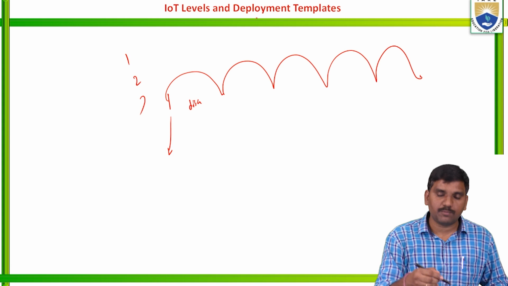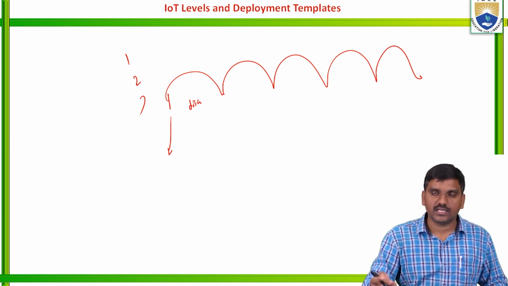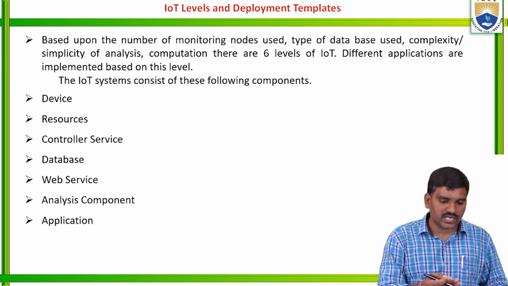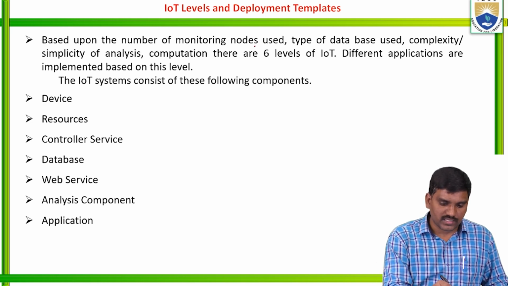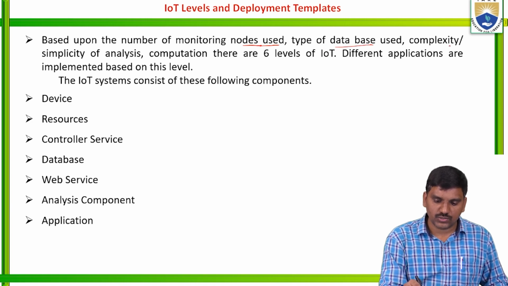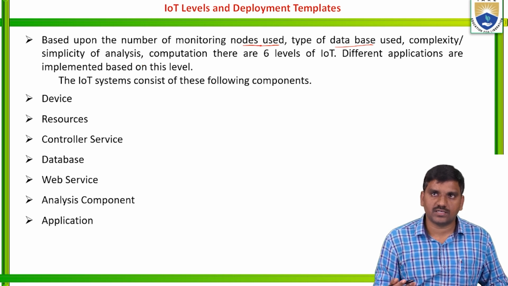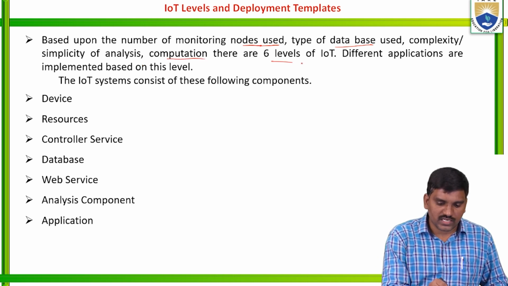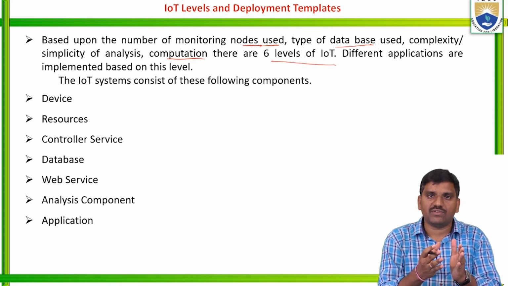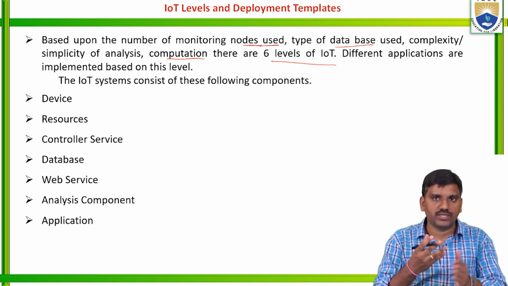Next, deployment templates. What are the deployment templates? We will see in the further sessions. These are based on the number of monitoring nodes used, types of database used, complexity and simplicity of analysis, and computation. There are 6 levels of IoT. Different applications are implemented based on this level. Every level has some specific applications for the IoT devices we use.